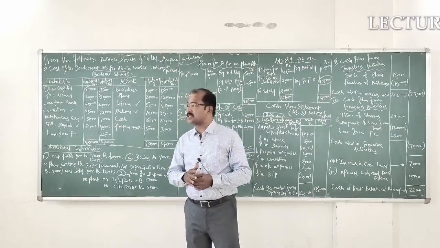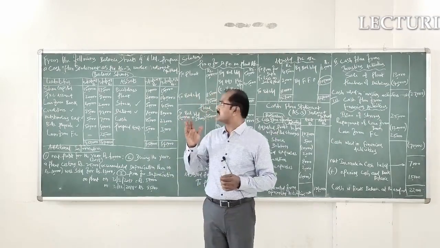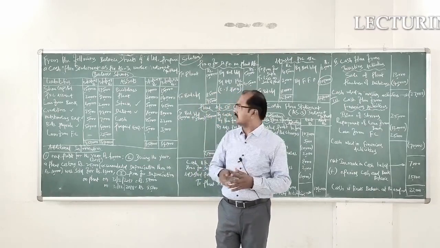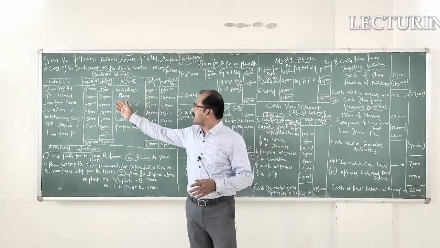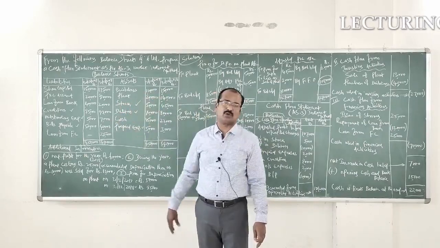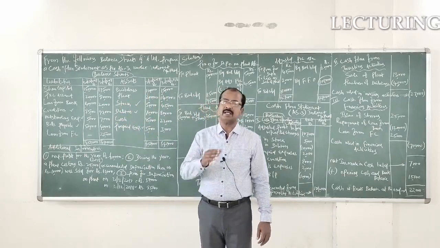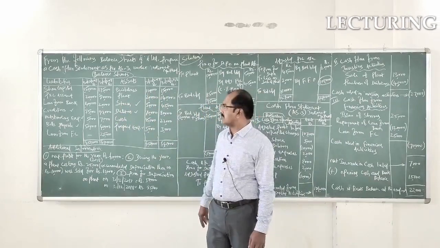From the following balance sheets of A Limited, prepare a cash flow statement as per Accounting Standard 3 under indirect method. The balance sheets are given for 2 years ending on 31st December 2017 and on 31st December 2018. So obviously 2018 is the current year.